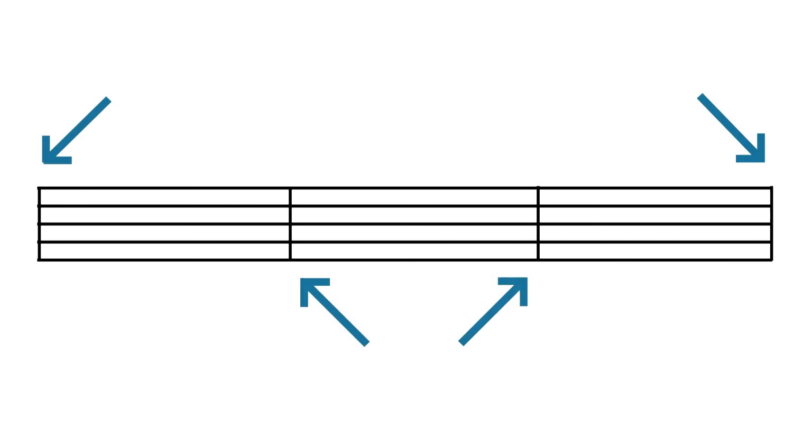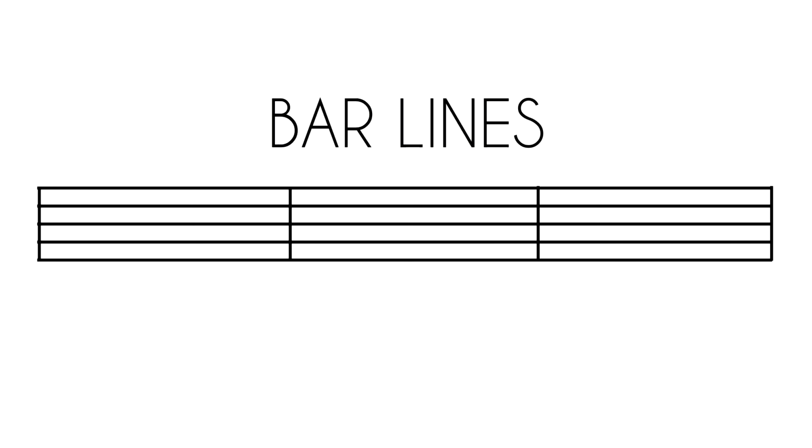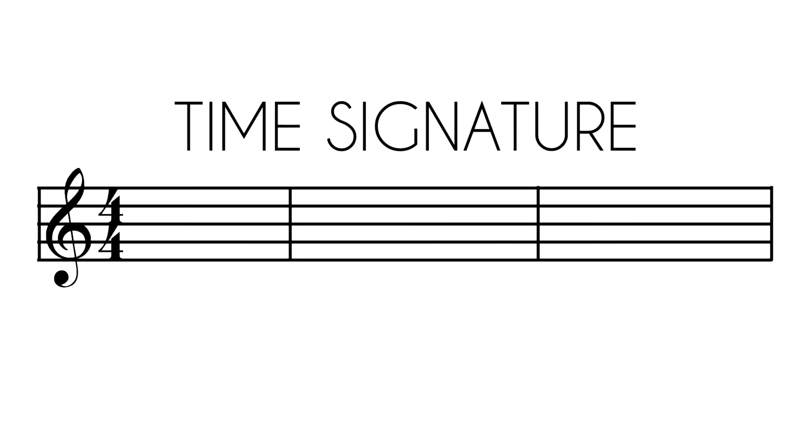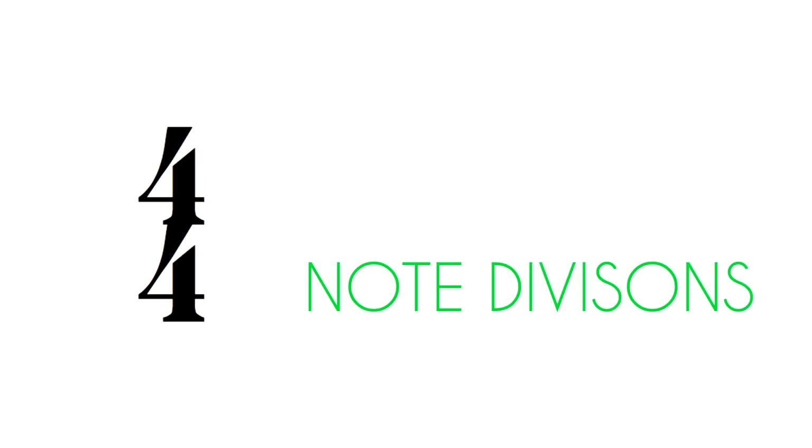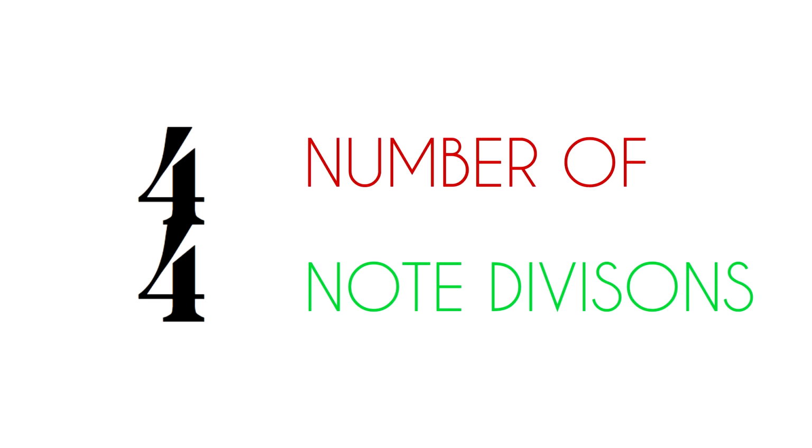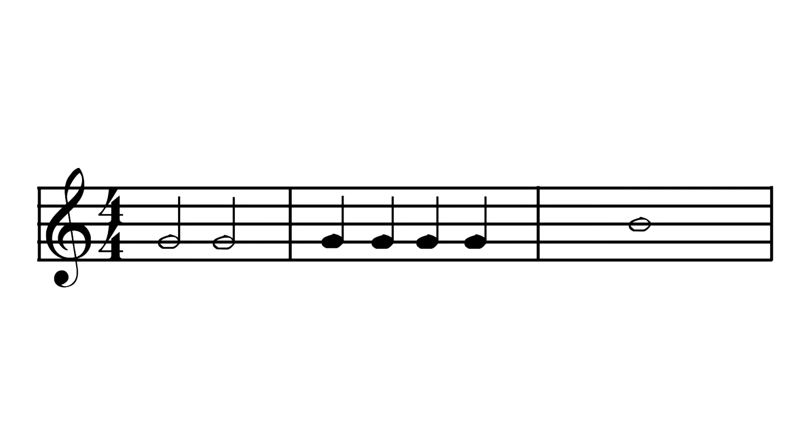Back to the staff. These vertical lines are bar lines, which separate the measures. This is the time signature, which tells us the timing of the music. The bottom number is the note division, in this case quarter notes, and the top is how many of that division are in a measure, in this case 4. So 4/4 means 4 quarter notes in a measure.